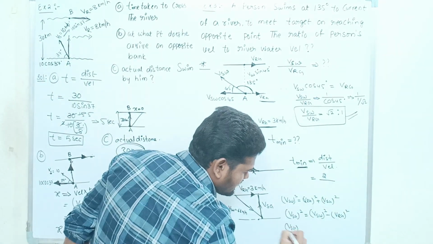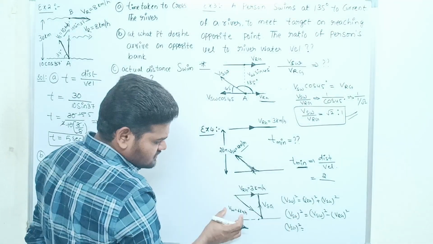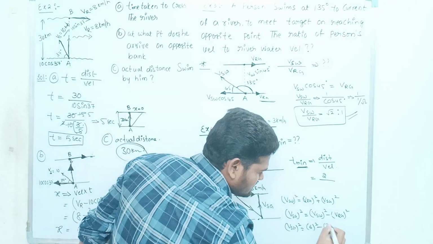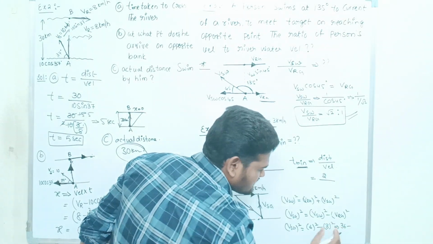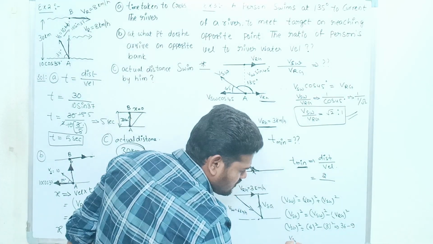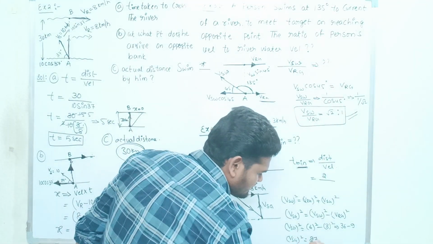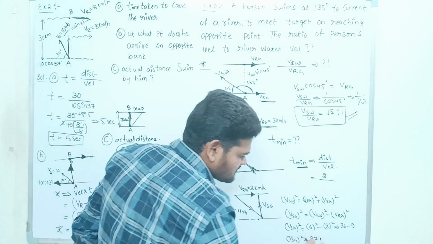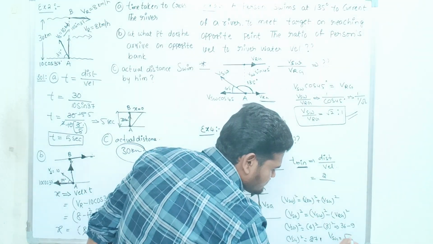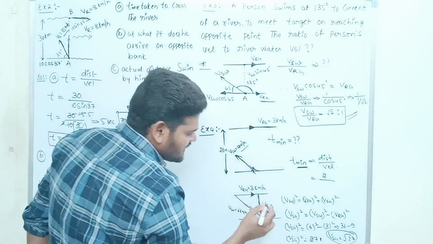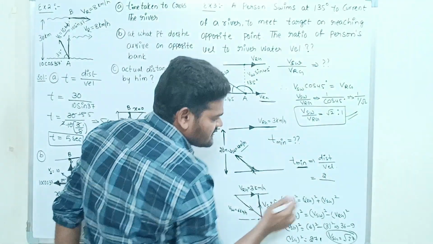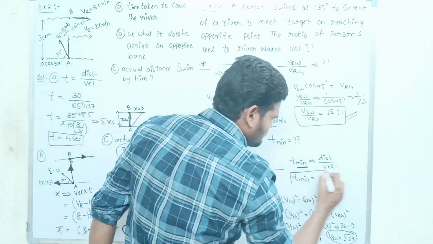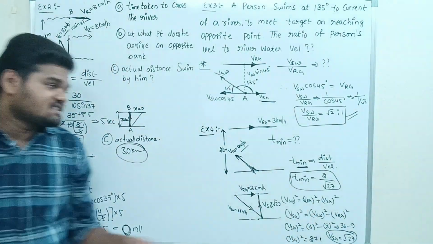So VSG squared is equal to VSW squared minus VRG squared, that is 6 squared minus 3 squared. 6 sixes are 36, 3 threes are 9. 36 minus 9 is 27. If the square goes to that side, VSG is equal to root over 27. So the perpendicular component we got is root over 27. Just substitute here, root over 27. This gives the minimum time. That's it. So this is our answer.